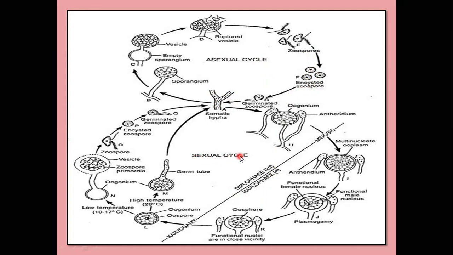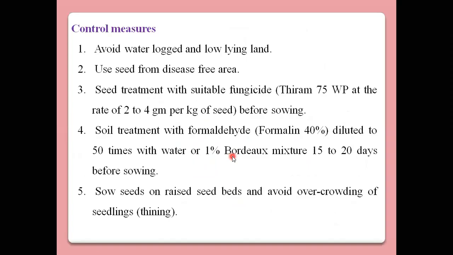Then sexual spores: after fusion of male and female gametes, that is oogonium and antheridium, they finally develop the oospores, and these oospores go into a dormant condition for several years in soil. After favorable conditions, these oospores germinate and produce germ tubes. So finally they develop the somatic hyphae. In this way, primary infection takes place in newborn healthy tomato plants.